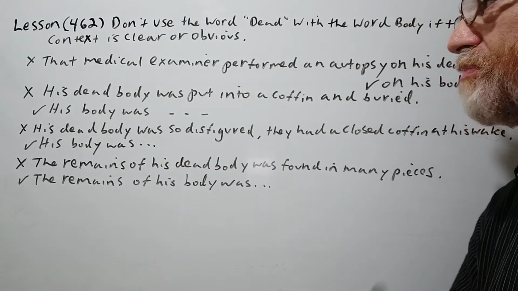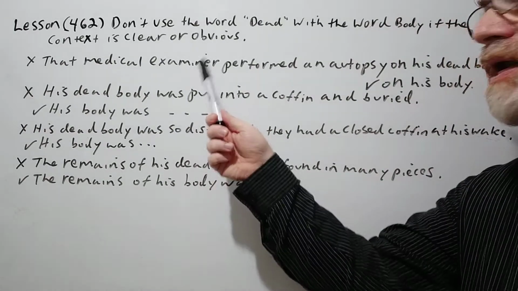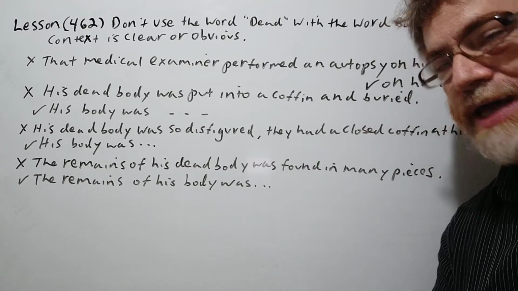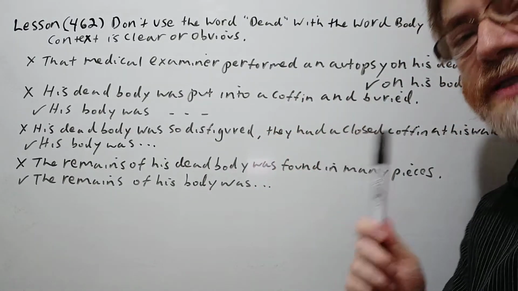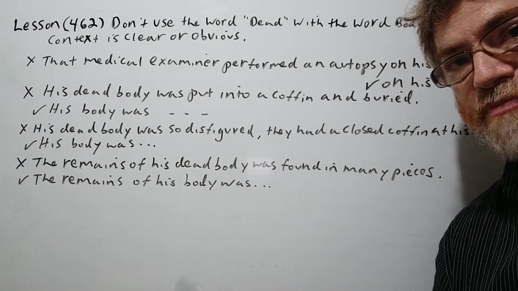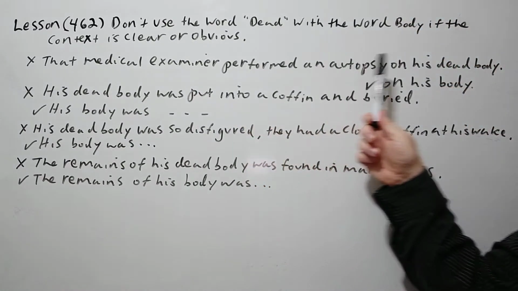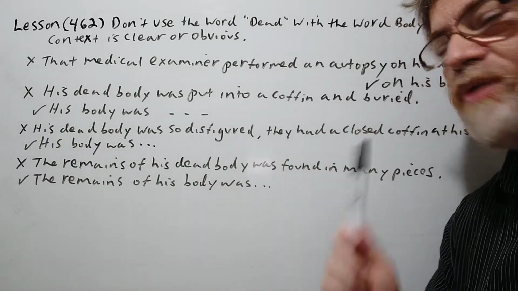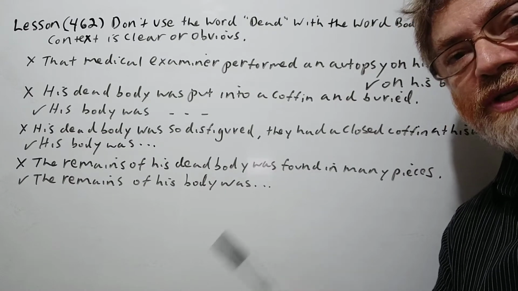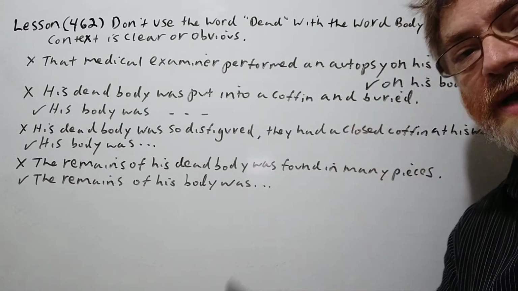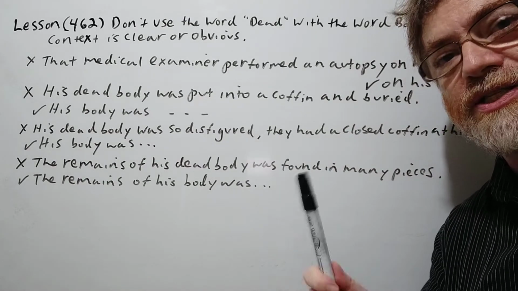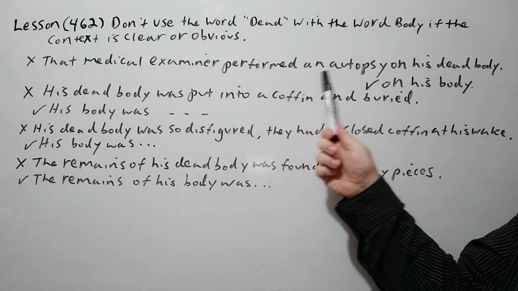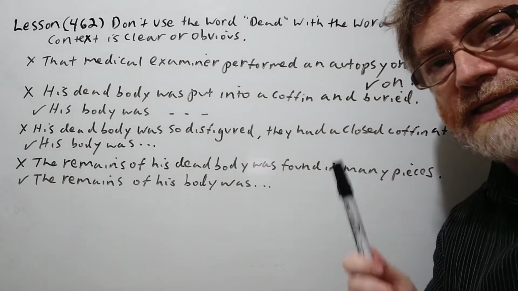All right, let's take a look at the examples here. Again, with the X, this is wrong. The medical examiner, remember, this is only a person that checks bodies that are dead already. The medical examiner performed an autopsy. Again, that's only performed on dead people. So the medical examiner performed an autopsy on his dead body. Of course, in this sense, you don't have to say on his dead body. We know medical examiners only check and usually only do autopsies on bodies that are already dead. So you don't need to say dead body. So again, with the check, this is what you should say. The medical examiner performed an autopsy on his body.